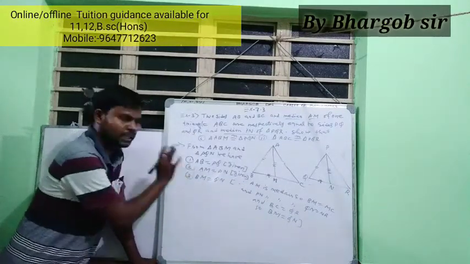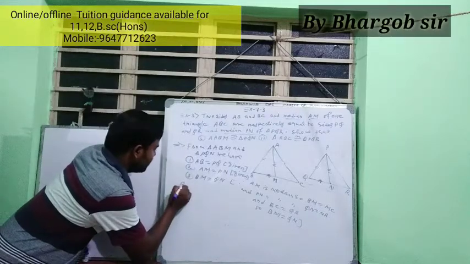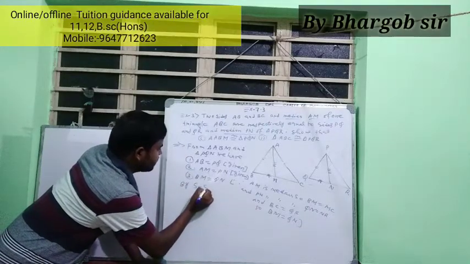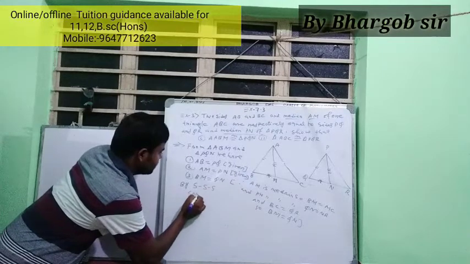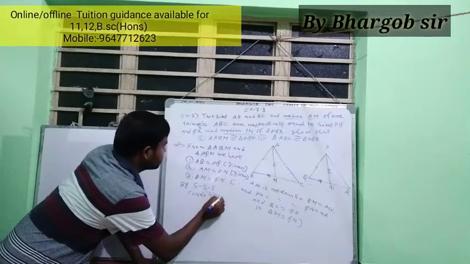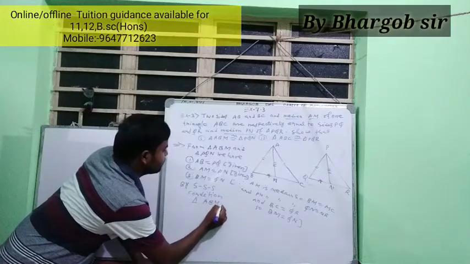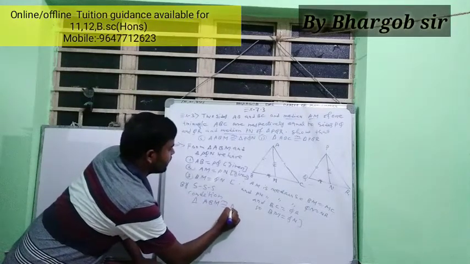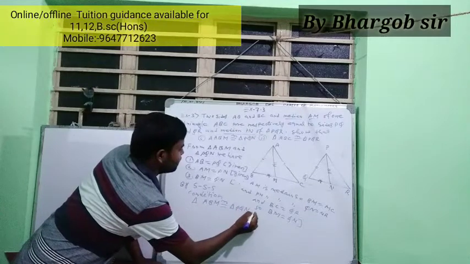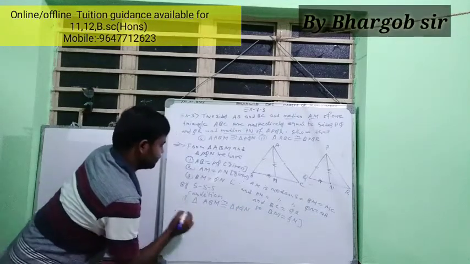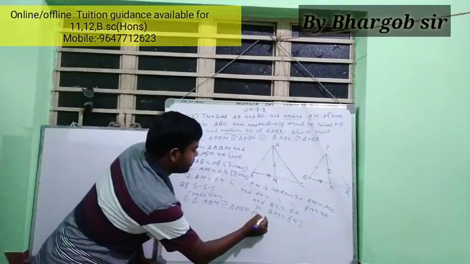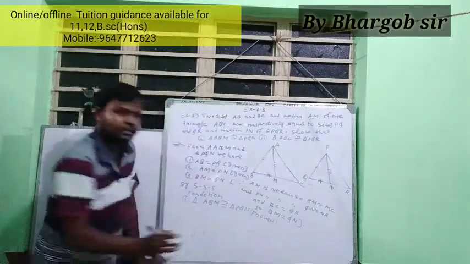So from this condition we say that by SSS condition, triangle ABM is congruent to triangle PQN. Number 1 proved. Okay, that is the proof.